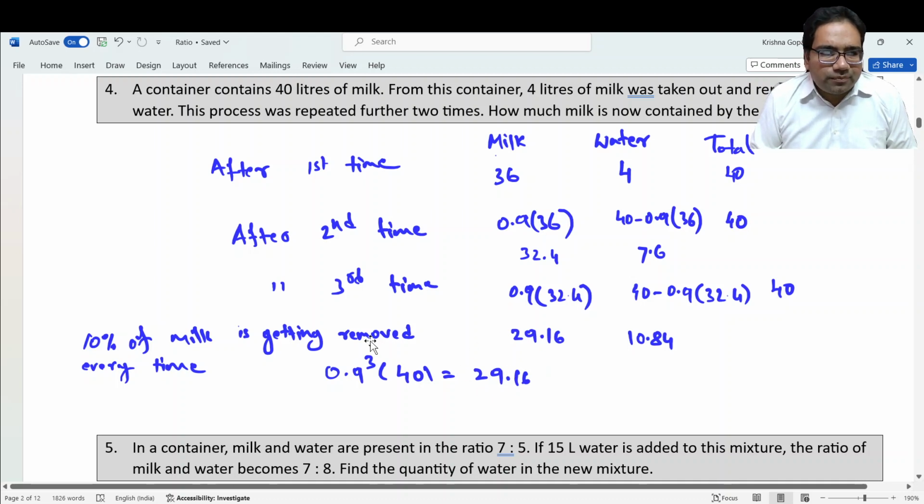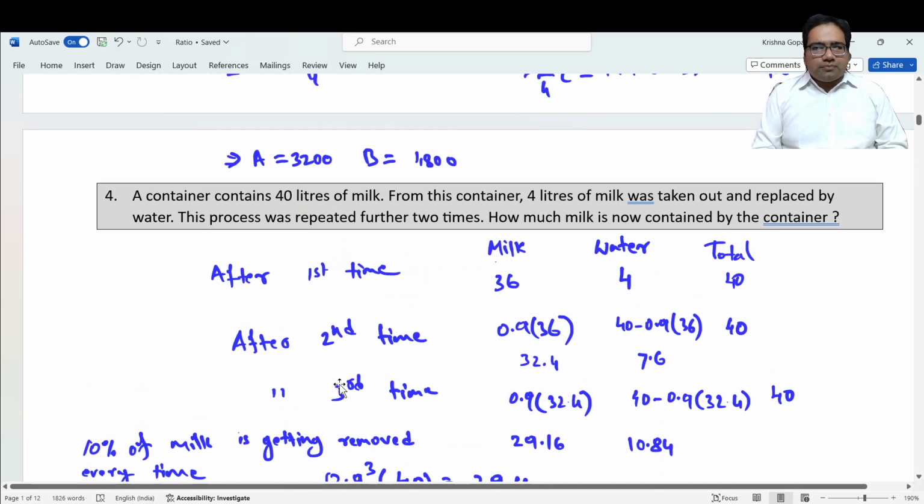29.16 is left. You can directly do it like this. Just for your understanding, I have explained it this way, whatever is removed and what is left. You can directly say 0.9 whole cube into 40, 29.16. Right. What is this 0.9? 0.9 is, 4 liters of milk was getting taken. 4 liters. What that means? Every time 10% is taken. That means every time 90% is left. Okay.